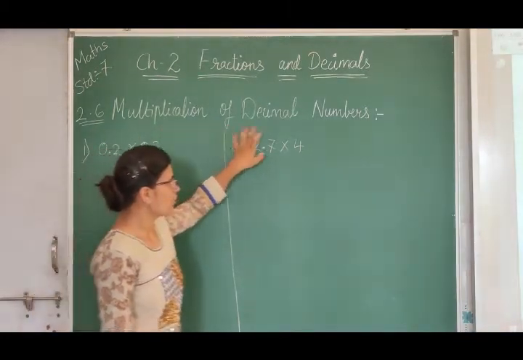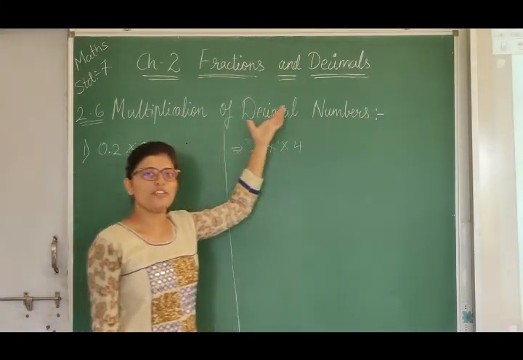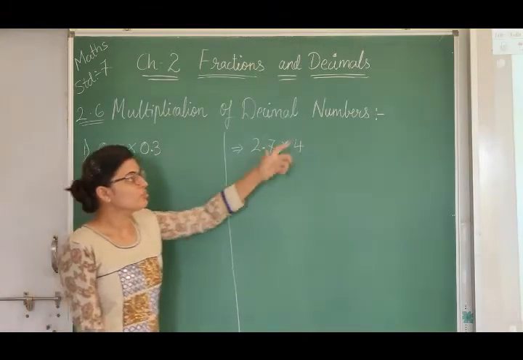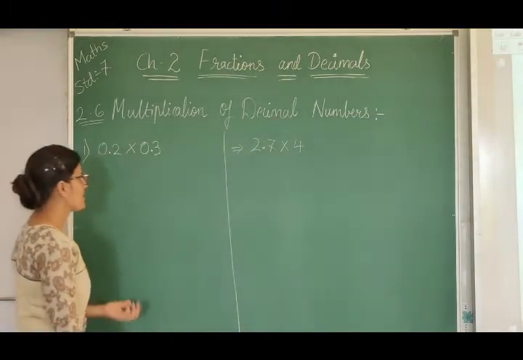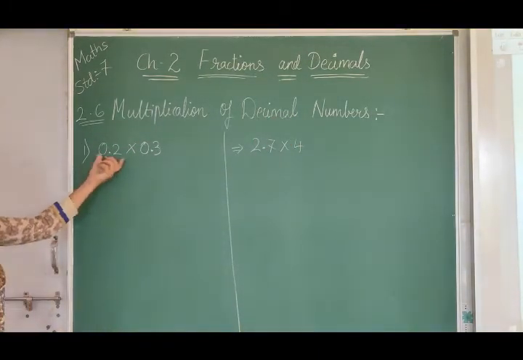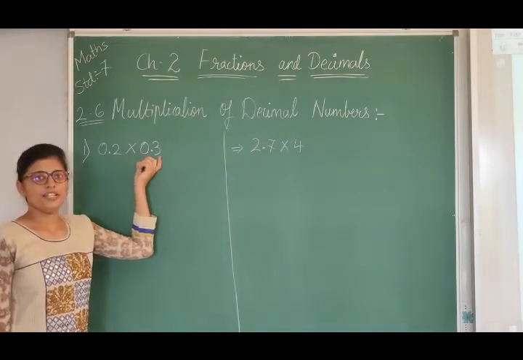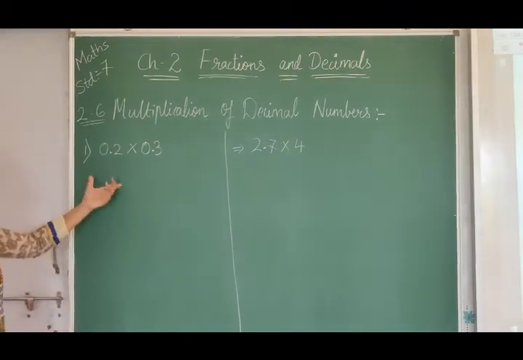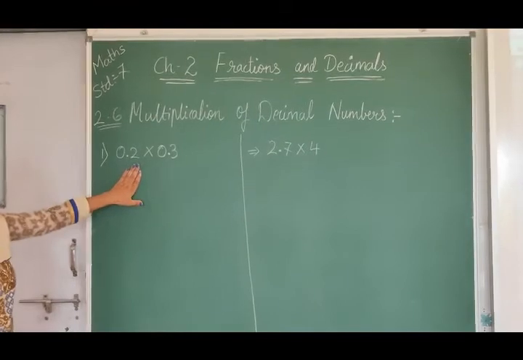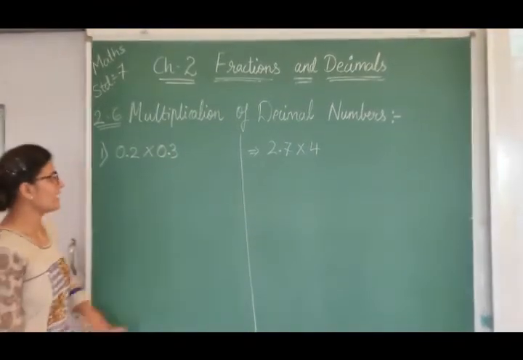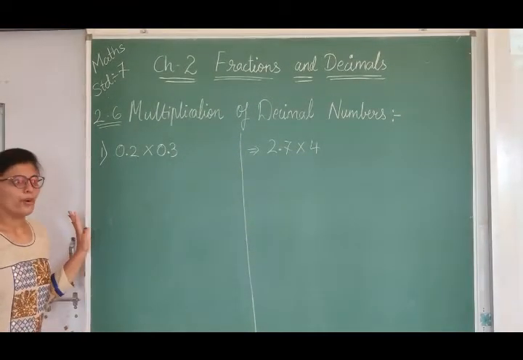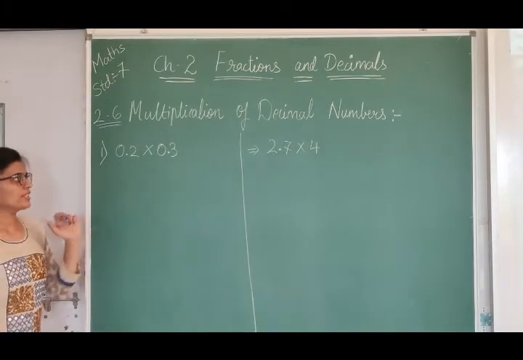2.6 Multiplication of decimal numbers. Now here we are going to multiply two decimal numbers. Here one example is given, 0.2 multiplied by 0.3. Now there are two ways to multiply. One way, we can directly multiply 2 multiplied by 3 and after that put the point leaving 2 digits.